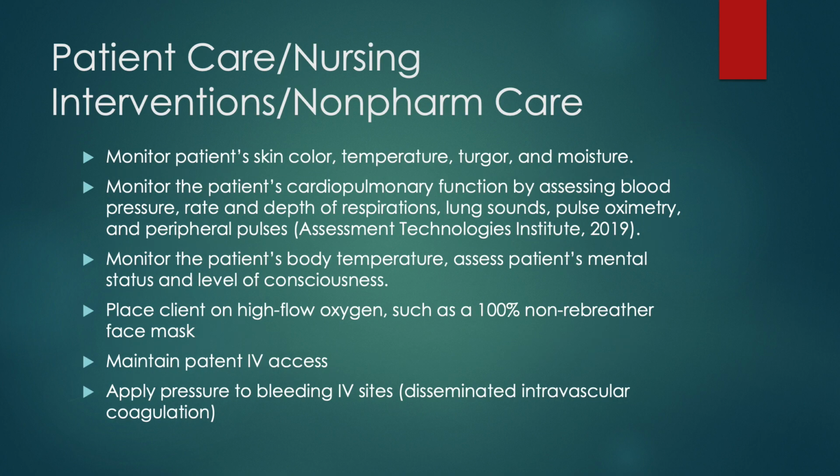Caring for your patient with sepsis, also nursing interventions. Monitor their skin color, temperature, turgor for dehydration status, and moisture. Monitor the patient's cardiopulmonary function by assessing blood pressure, rate and depth of respirations, lung sounds, pulse oximetry, and peripheral pulses. Monitor the patient's body temperature, assess patient's mental status and level of consciousness, place patient on high-flow oxygen such as 100% non-rebreather face mask, maintain patent IV access, and apply pressure to bleeding IV sites.